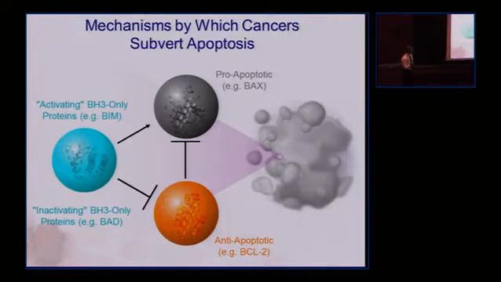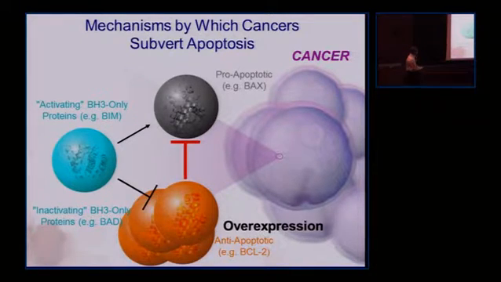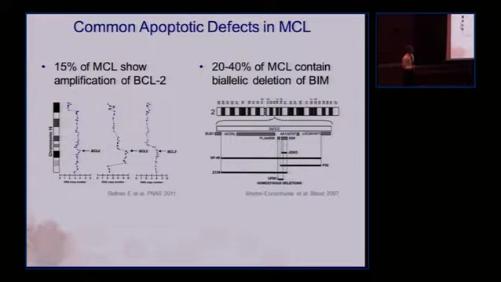And so cancers also take hold of this system in order to survive, perhaps most notably, as we talked about in follicular lymphoma, through overexpression of anti-apoptotic members, but also increasingly recognized to occur through deletion of pro-apoptotic BH3-only proteins. And as it turns out, both of these mechanisms are at play in mantle cell lymphoma, where we can see amplification of BCL2 in about 15% of cases, as well as biallelic deletions of BIM in about 20 to 40% of cases.